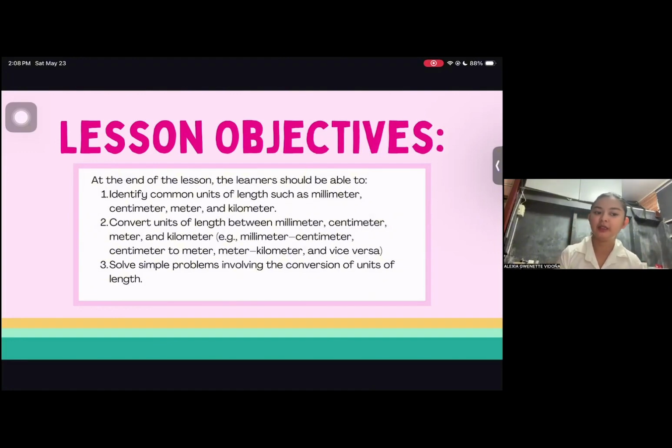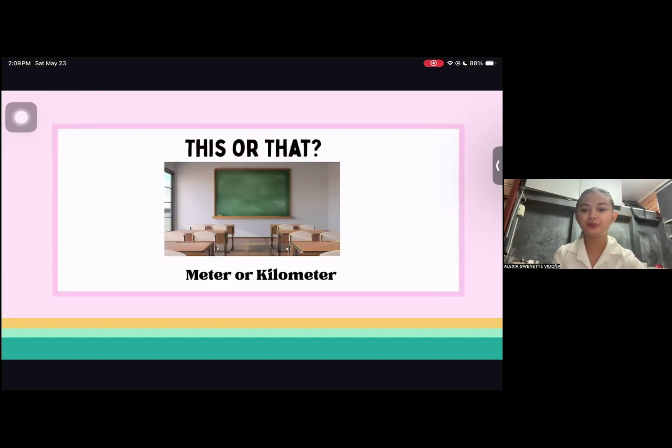Now that we have read our learning objectives, let us first have a short activity called This or That. In this game, I will flash a picture together with two choices, then you will choose the correct unit of length used to measure the object shown. If you know the answer, kindly raise your hand. So, first example. Which unit should be used to measure the length of a classroom? Meter or kilometer?